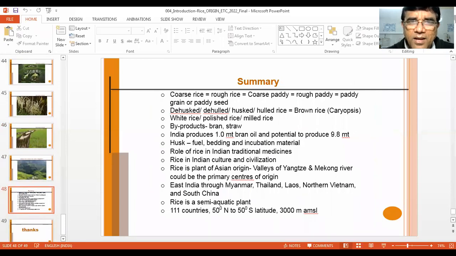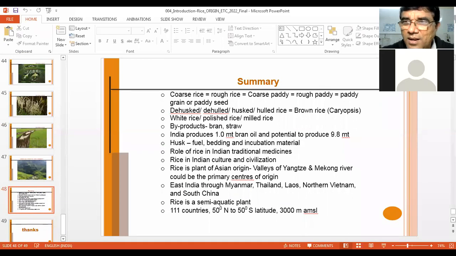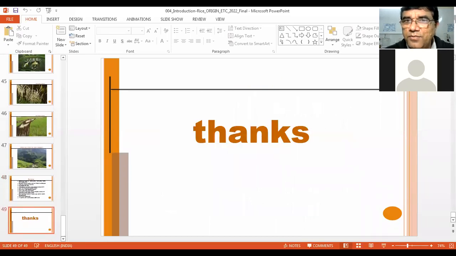So finally, coarse rice is equal to rough rice. Last one minute: coarse rice, rough rice, coarse paddy, rough paddy, they are the same. Similarly, dehusked rice, same. Byproducts: bran, extra; India produces 1 million tons of bran oil, husk, and so on. So this is all, friends, and thank you very much.